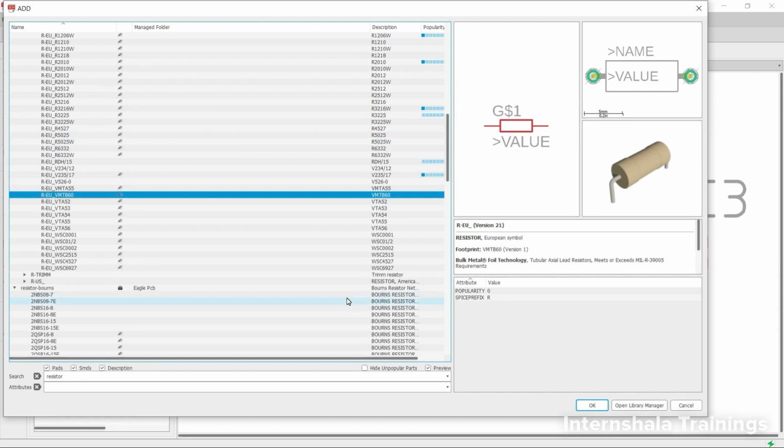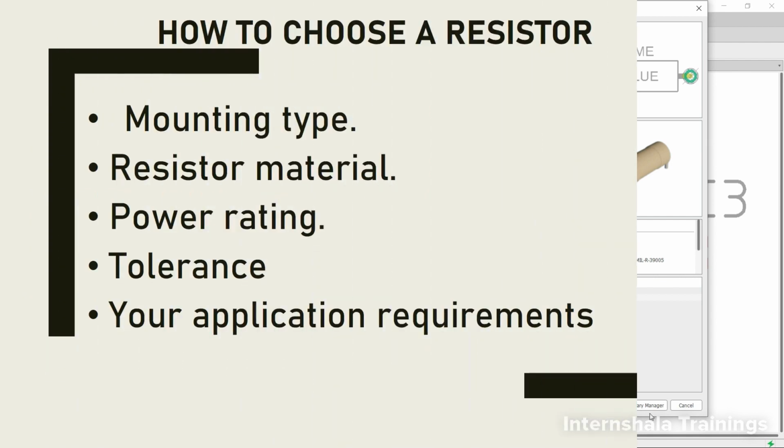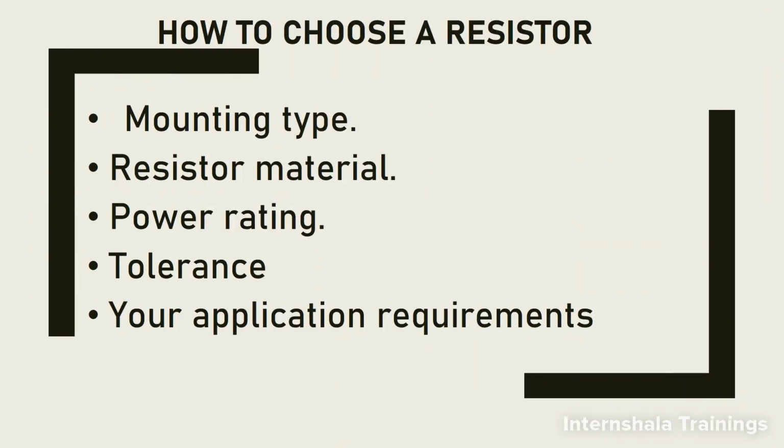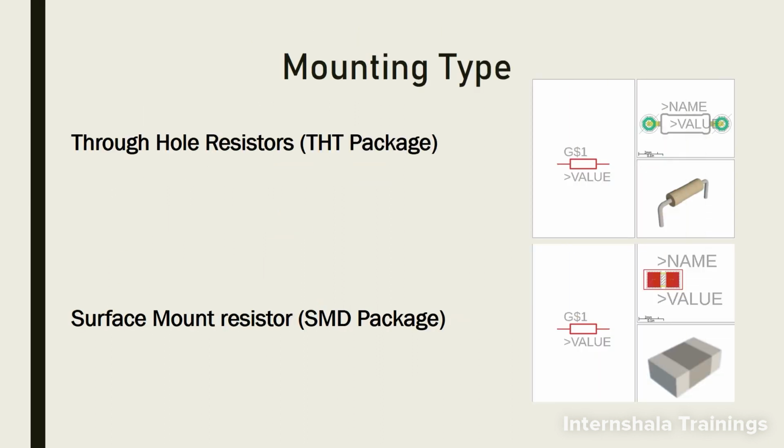So, what's the difference between them, and how can you decide which one to use? How to choose a resistor? There are many aspects to consider, like mounting type, resistor material, power rating, tolerance, and finally, your application requirements. Let's start with mounting type.